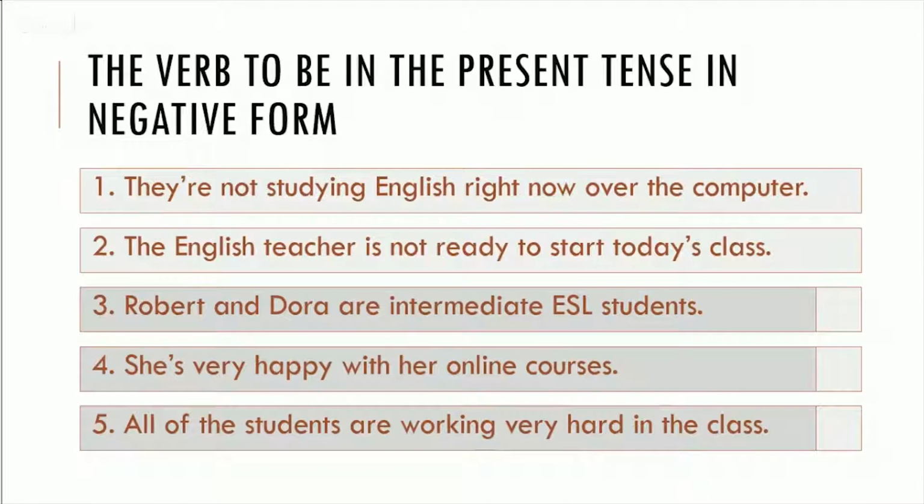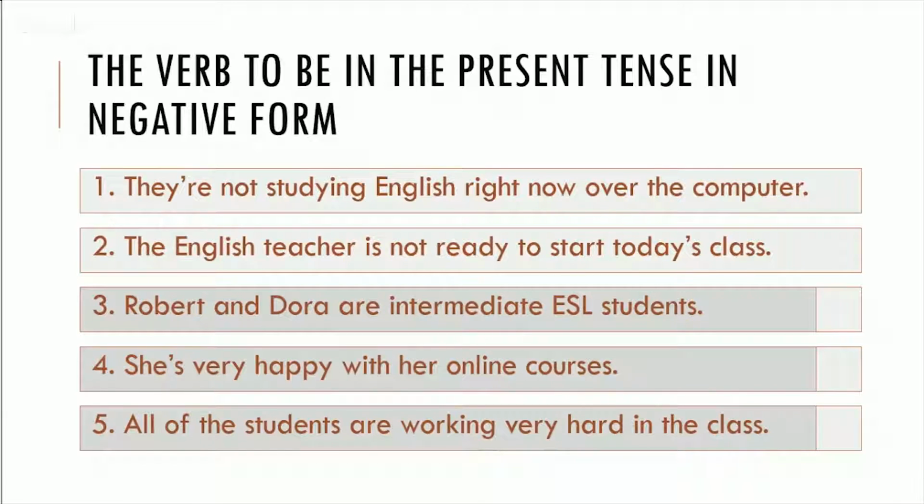Robert and Dora are intermediate ESL students. Turn that into negative. Robert and Dora are intermediate ESL students. You don't have to do contractions yet. You don't have to do pronouns. We're going to work with things like that later. Right now, just simple. Change it to negative by adding not at the end of the verb to be.